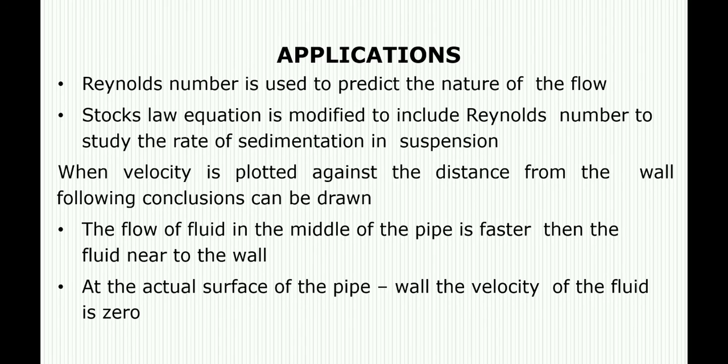When velocity is plotted against the distance from the wall, the following conclusions can be drawn. The flow of fluid in the middle of the pipe is faster than the fluid near the wall. At the actual surface of the pipe wall, the velocity of the fluid is 0.